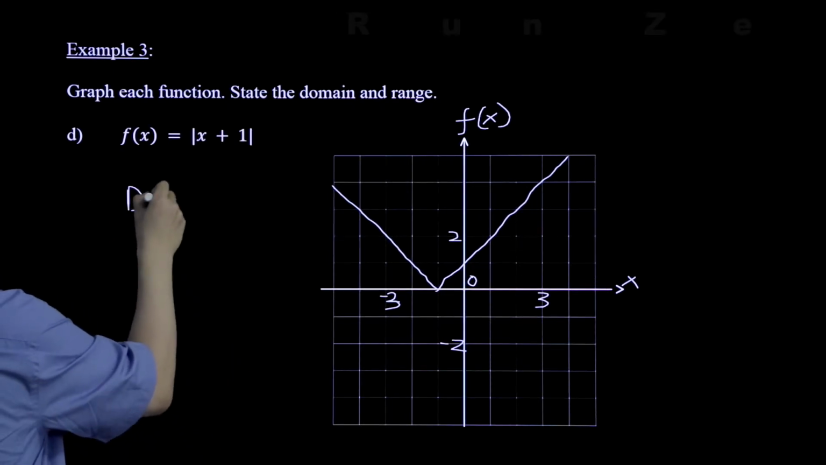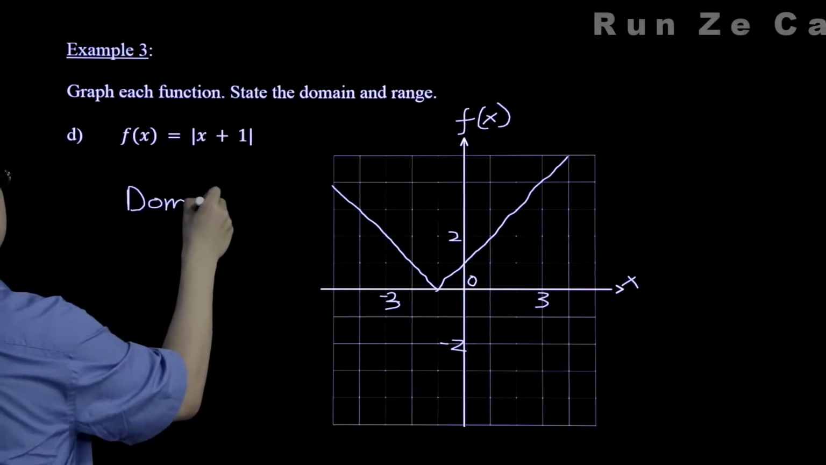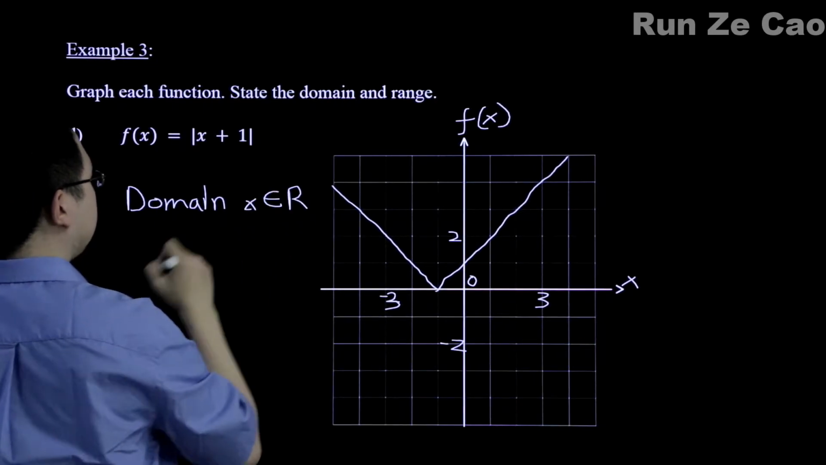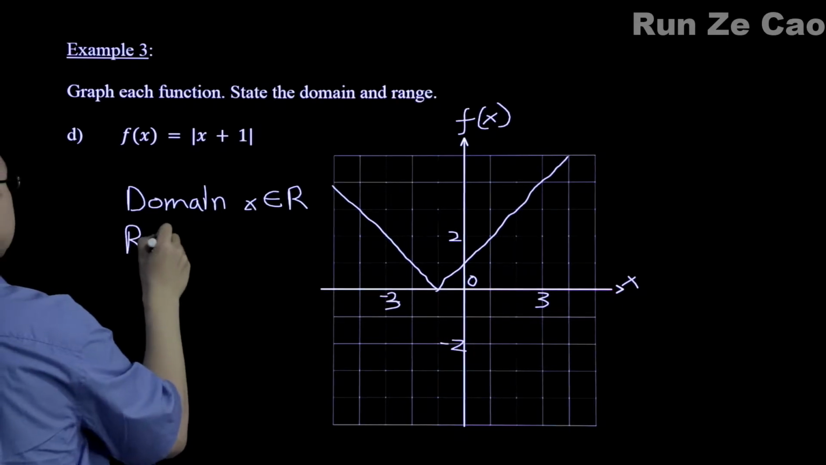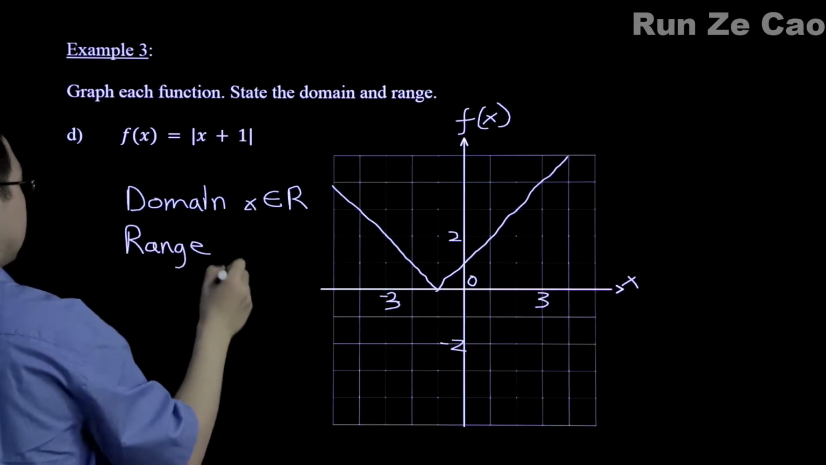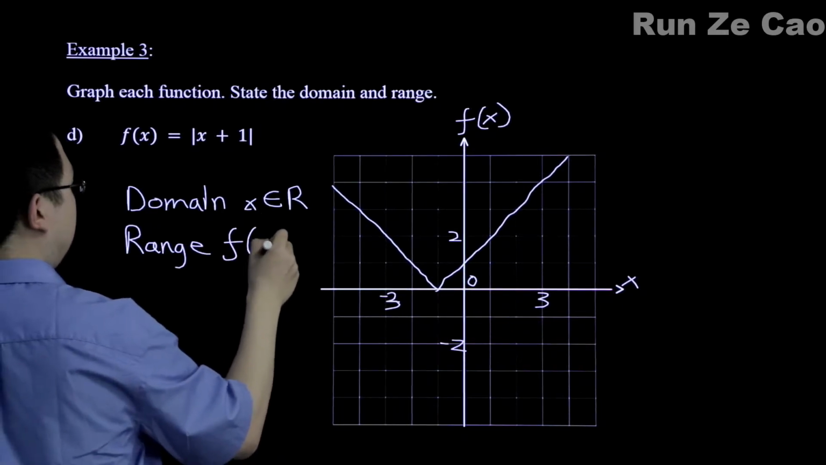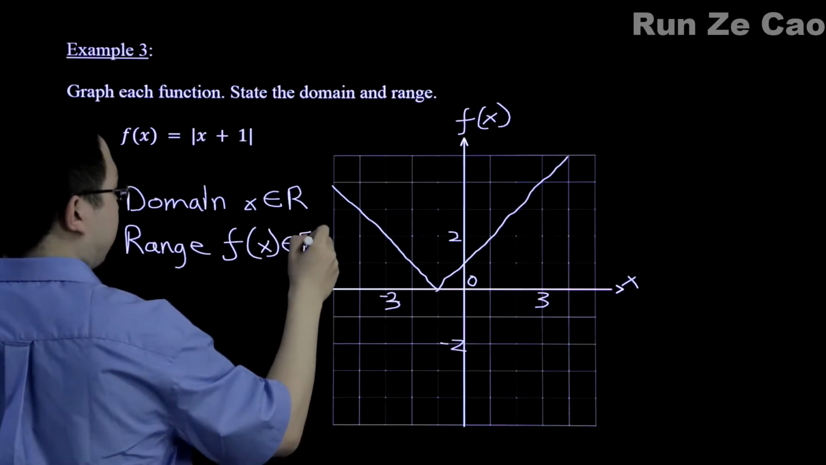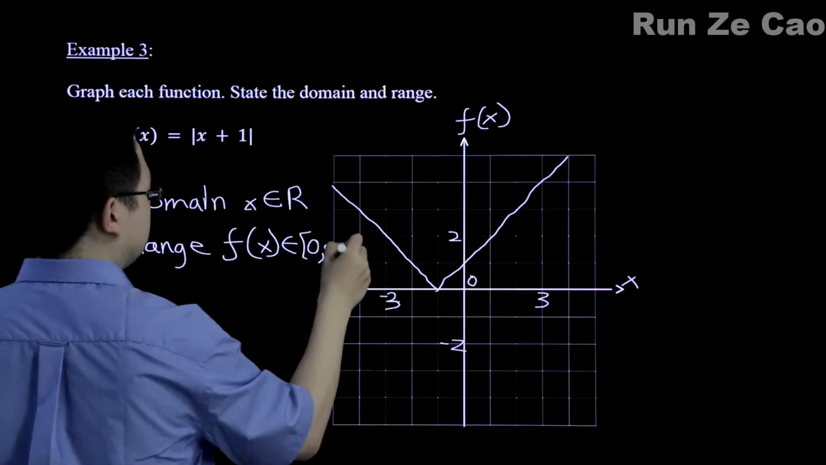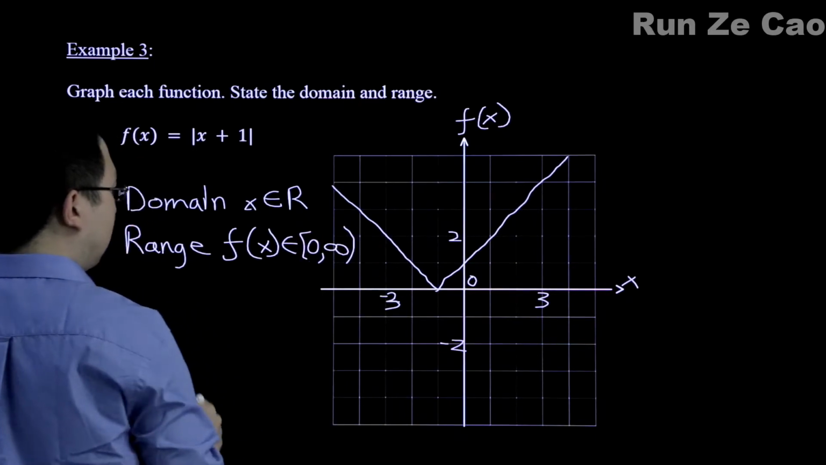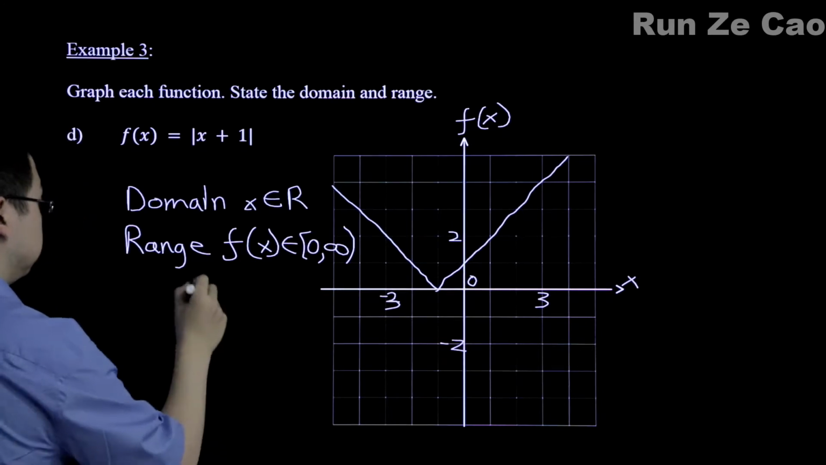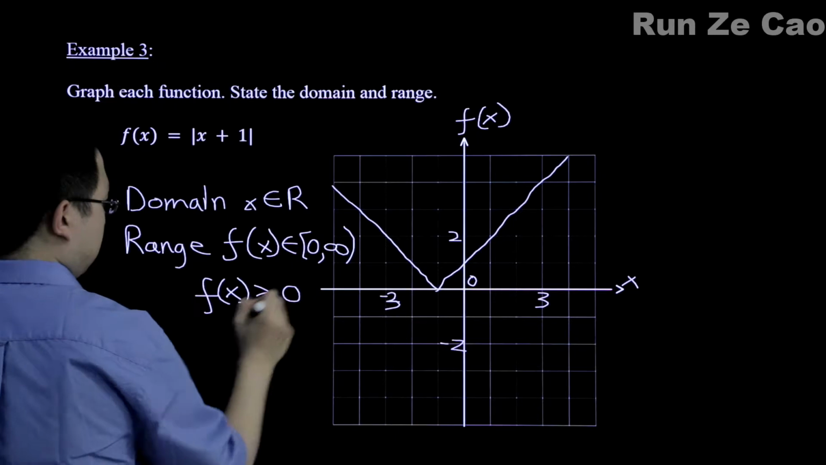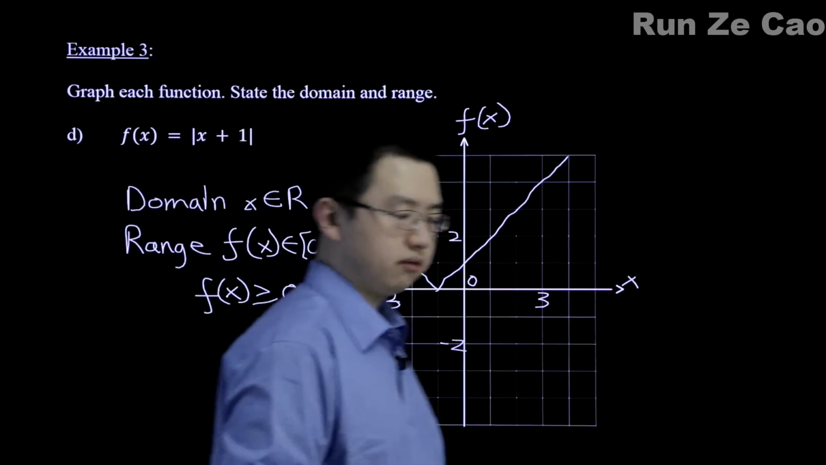Domain is x is an element of the real numbers. And range is f of x. You can choose to write it this way, or you could choose another form, depending on teacher preference.